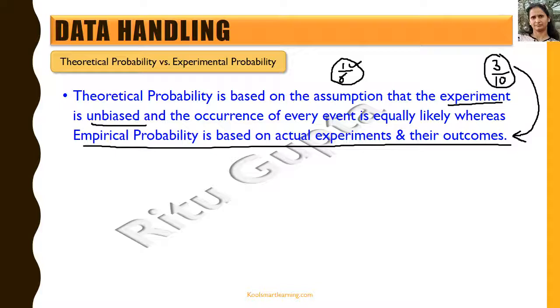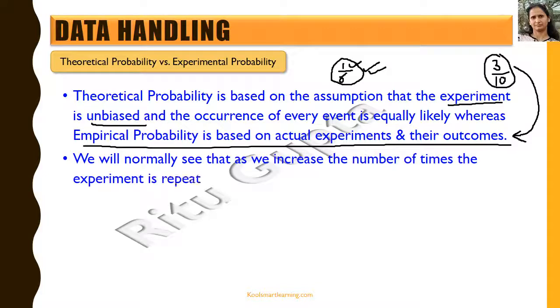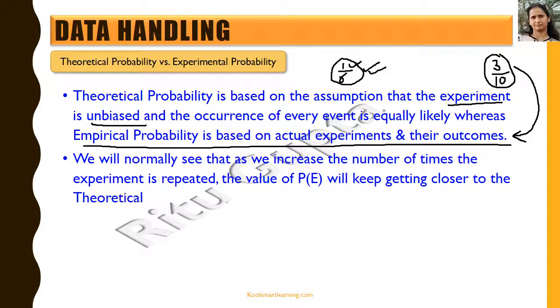Now as we increase the number of times we perform this experiment, we'll keep getting closer to the theoretical probability. When we throw a dice 20 times, 30 times, 40 times and so on, the probability of getting a 1 will keep getting closer to the theoretical probability. So as we said, as we increase the number of times the experiment is repeated, the value of PE will keep getting closer to the theoretical probability, again in the case of equally likely events.